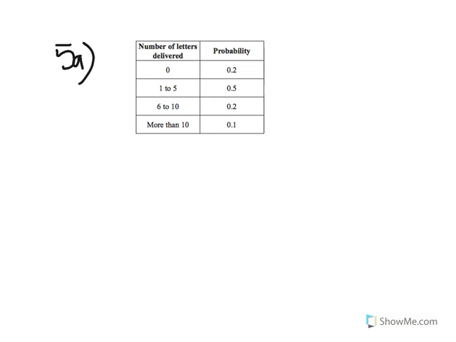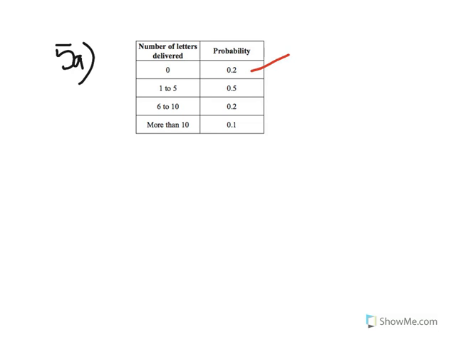Okay, so question 5. There's a table that shows information about the number of letters delivered to Manjit's house each day. And they have the number of letters and the probability. And in 5a, they say that there are 30 days in June. Calculate an estimate of the number of days in which the number of letters delivered is 0. So each day, the probability of delivering 0 letters is 0.2.